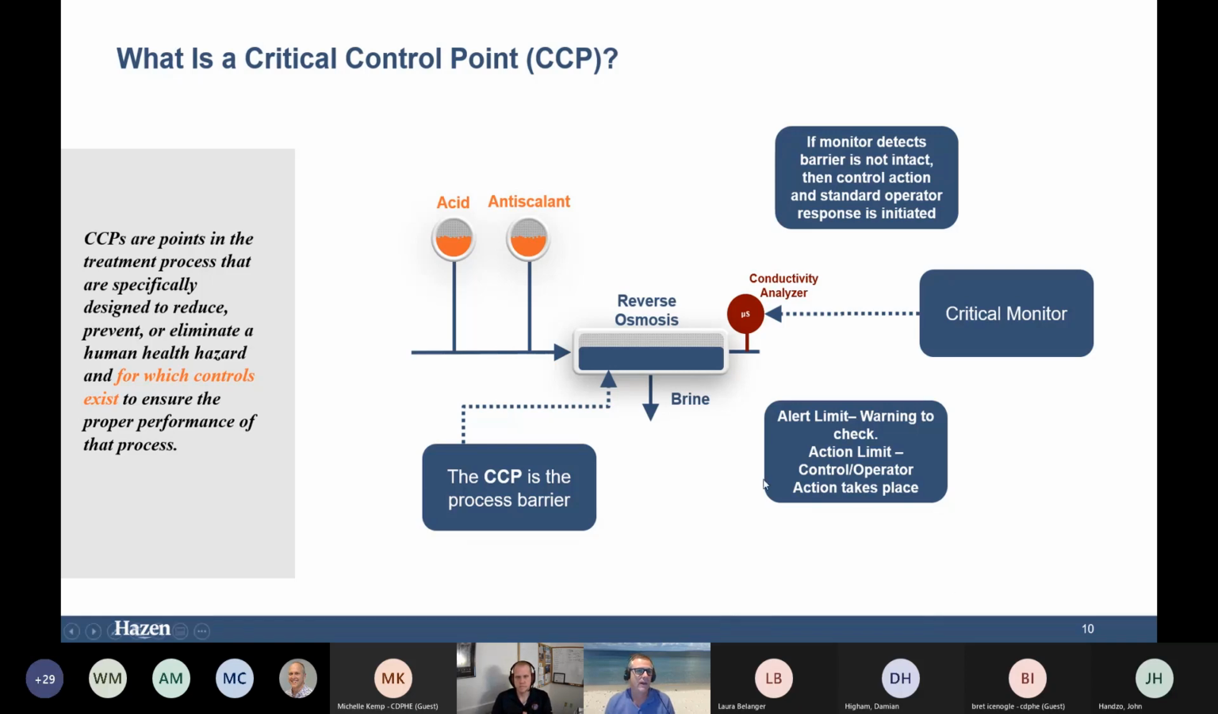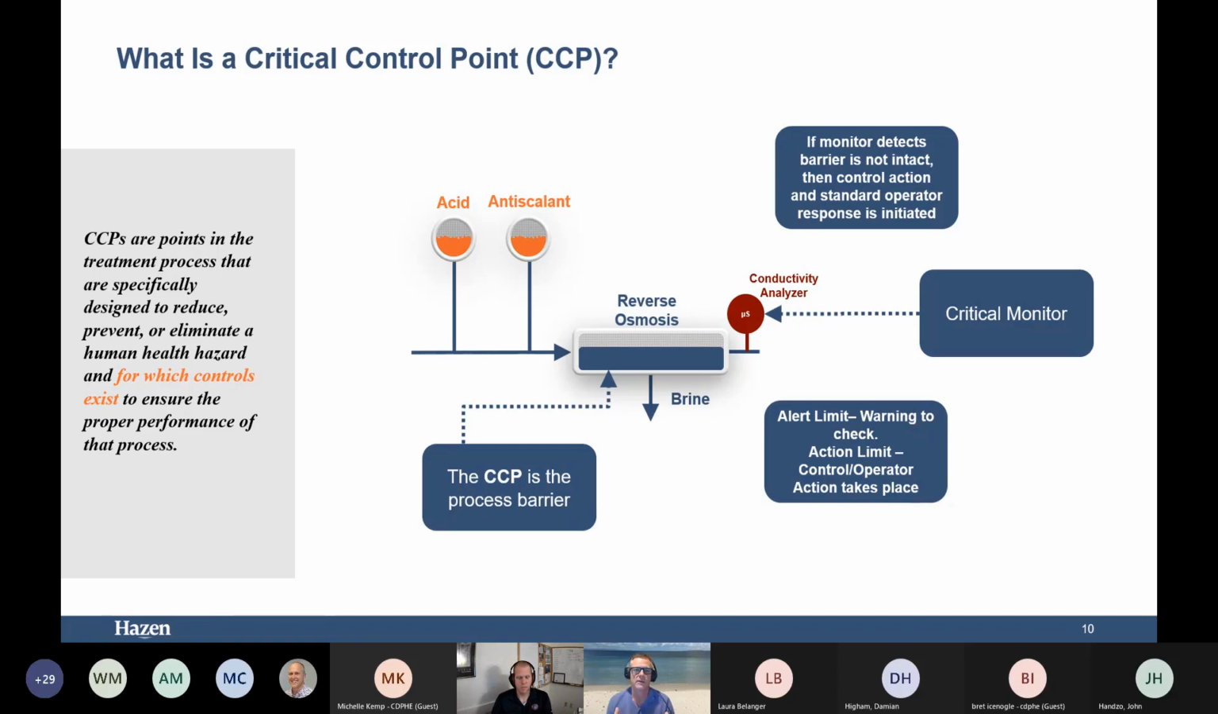Then we have an action limit, which is the next level up from our alert limit. This is where we do need to take some action. Doesn't necessarily mean that we would set that alarm point at an absolute failure condition. Very often we'll set it just below that so that we still have a little bit of room to move. But this is the point at which we need to take a rapid response because we're not confident. We don't think that barrier is going to be operating effectively, or it's very close to not operating effectively.